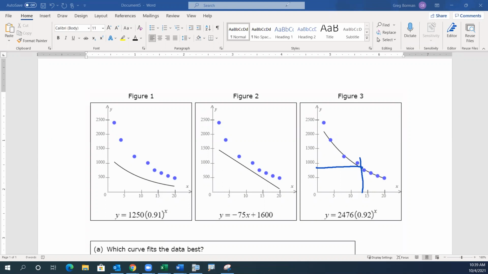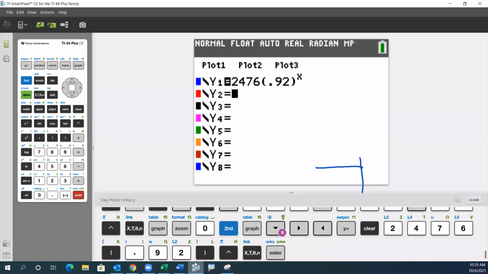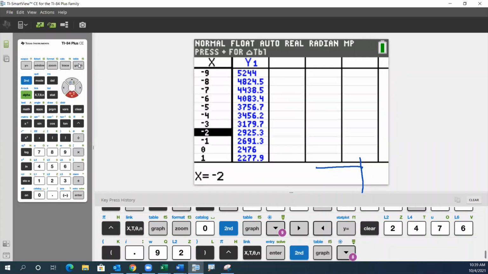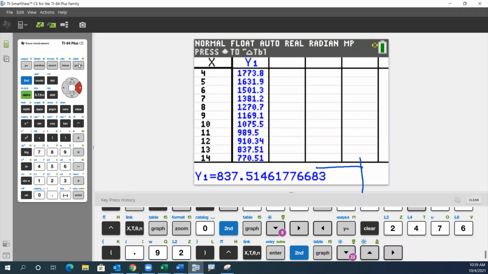Let's find out. We'll get a better idea from the calculator. So let's go down to year number 13. I guess we could just plug it in. All right, 837 and a half square miles. So after 13 years, we estimate there will be 837 and a half square miles of forest remaining.